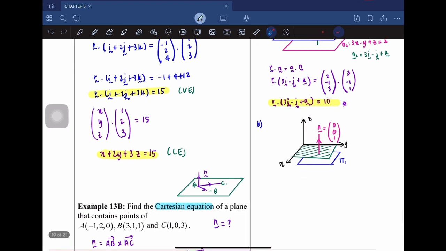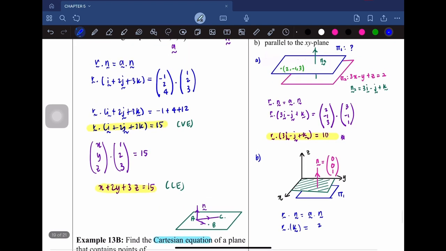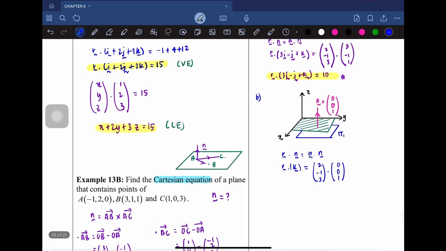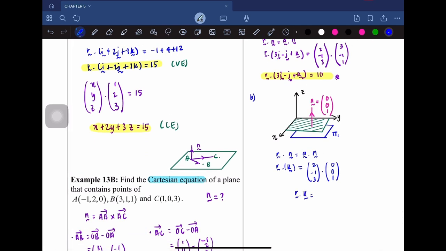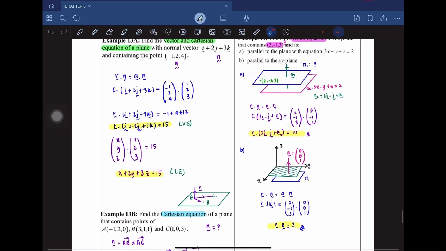Okay, so we already have the information needed. So I insert into the equation. So again, r dot n equal to a dot n. So r dot, our normal vector is 0i, 0j with 1k, so it is k. And then our fixed point is 2, negative 1, 3. So we're going to dot it with our normal vector 0, 0, 1. So r dot k equal to 0, 0, 3, so it becomes 3. Okay, so that is your equation of the plane that is parallel to the xy plane.